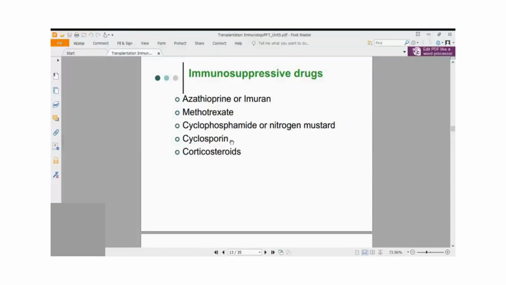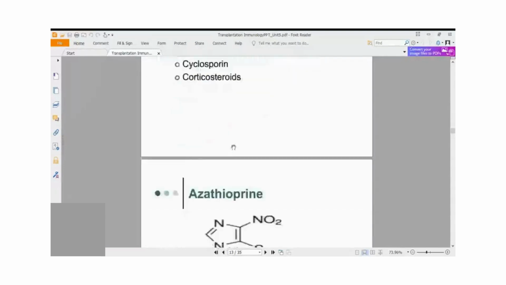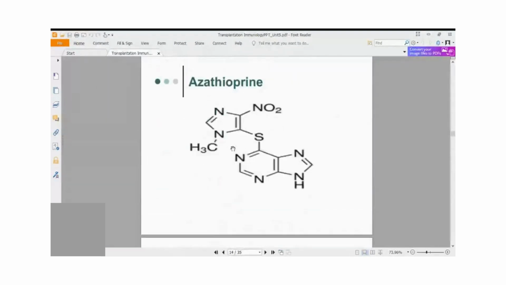Cyclosporin, which is called the wonder drug of transplantation. At the same time, some limitations are also there with this drug, which I'll tell you later. Then corticosteroids, which are commonly used for most of the inflammation inhibition reactions. It is an anti-inflammatory drug, corticosteroid. Even for cancer treatment, corticosteroid. We'll start with azathioprine. This is the structure of azathioprine.